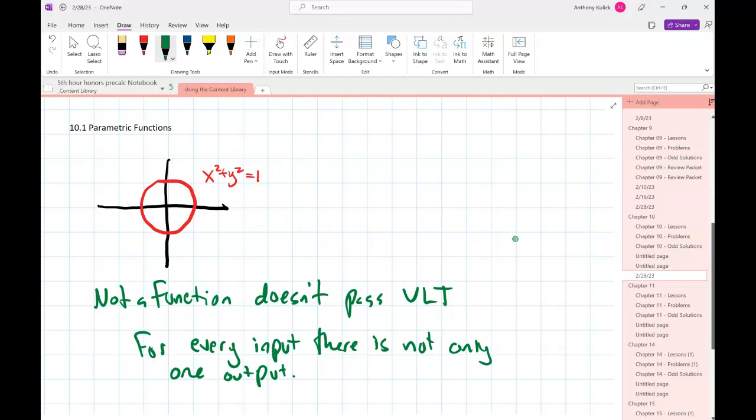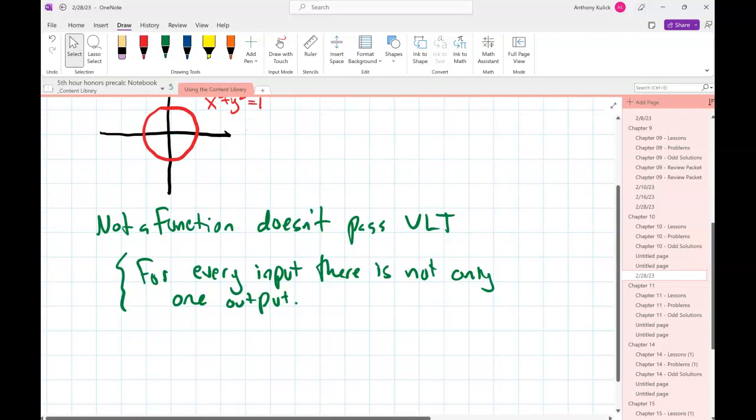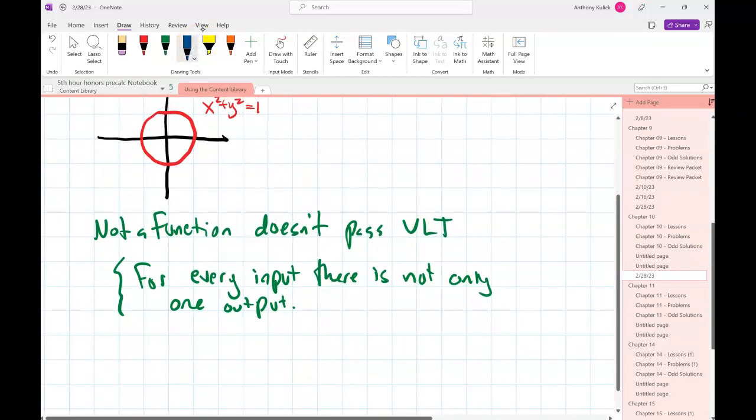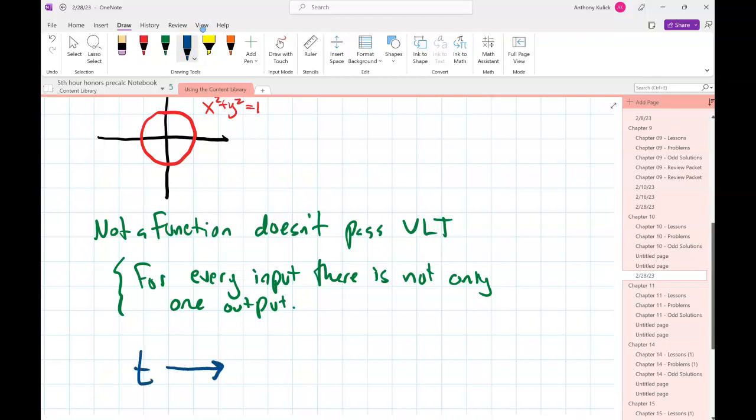What if I wanted something like a circle to be considered a function and still meet that definition that every input can have only one output? What would that function need to look like? Well, I would need some parameter as my input, and it would have to output an ordered pair.